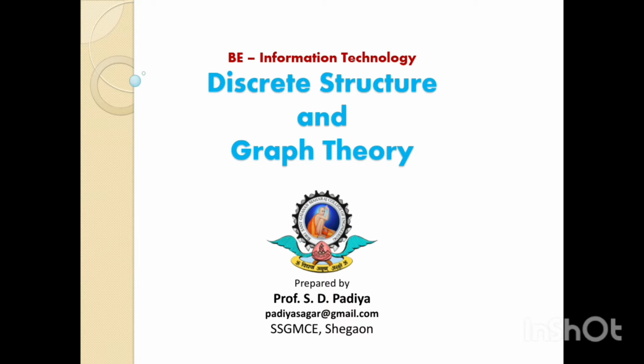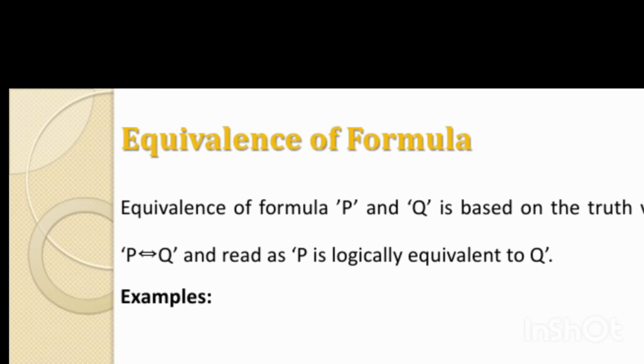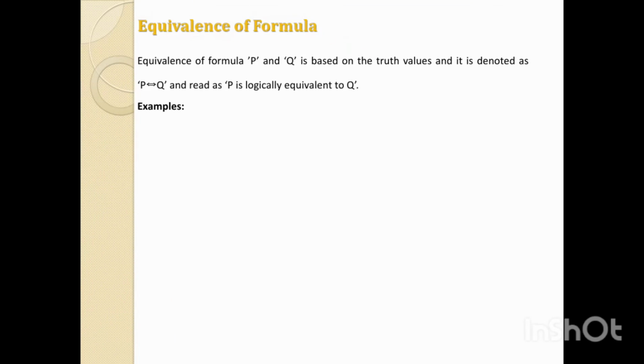Hello everyone. Today in discrete structure and graph theory we are discussing logical equivalence and some problem statements to prove the logical equivalence in discrete mathematics. In discrete mathematics, equivalence of formulas P and Q is based on the truth values and it is denoted as P is logically equivalent to Q. The symbol for the logical equivalence is two lines with two arrows. That is the logical equivalence.